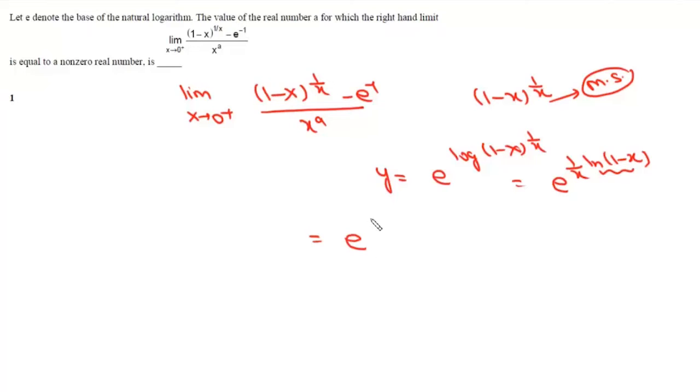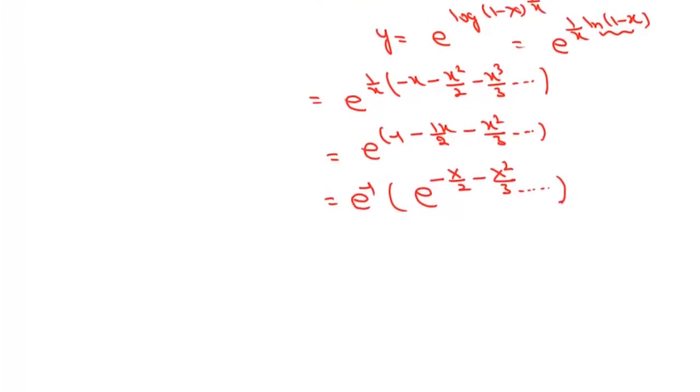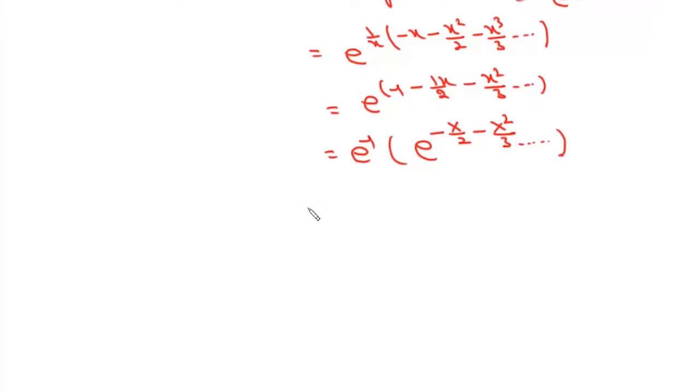So it will be e to the power 1 by x, and it is minus x square upon 2 minus x cube upon 3, so on and so forth. So it will be e to the power minus 1 minus 1 by 2x minus x square by 3. Now we'll take e to the power minus 1 common. We can write this as e to the power minus x by 2 minus x square by 3 up to infinite.